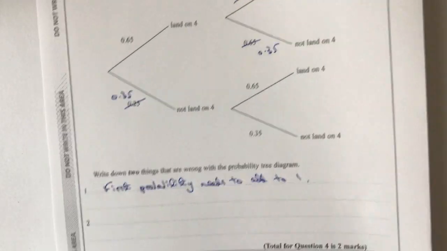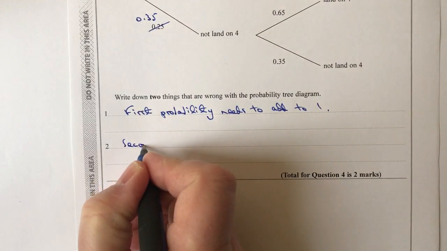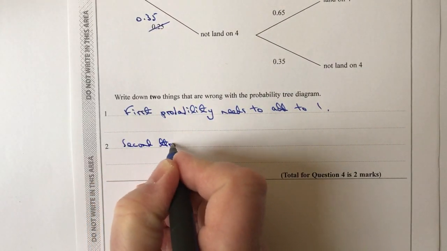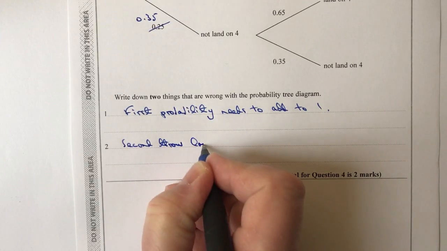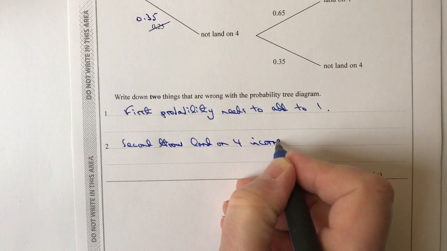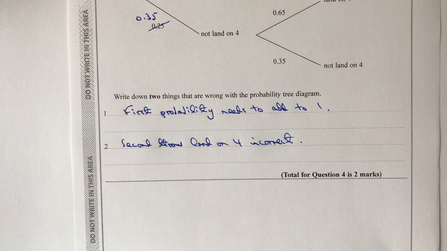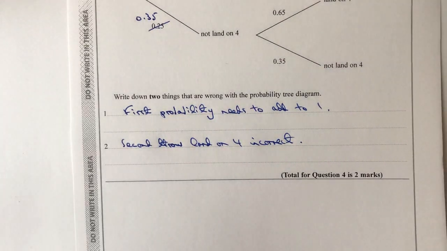Okay, so the second throw, land on 4, incorrect. And again they can clearly see from the diagram that that needs to be the other way around. I hope that's been okay for you. Let's move on then to question number 5.